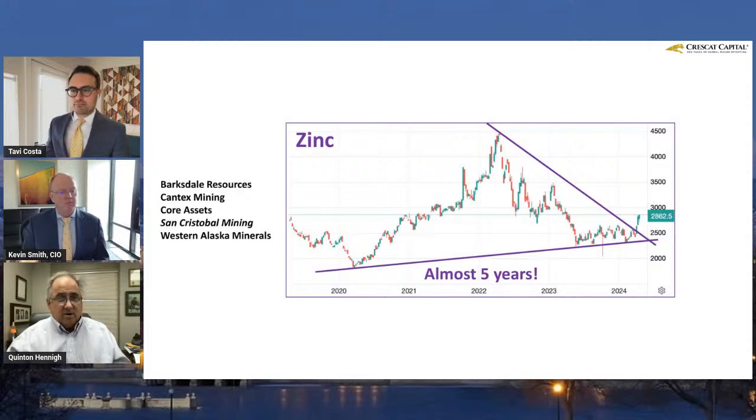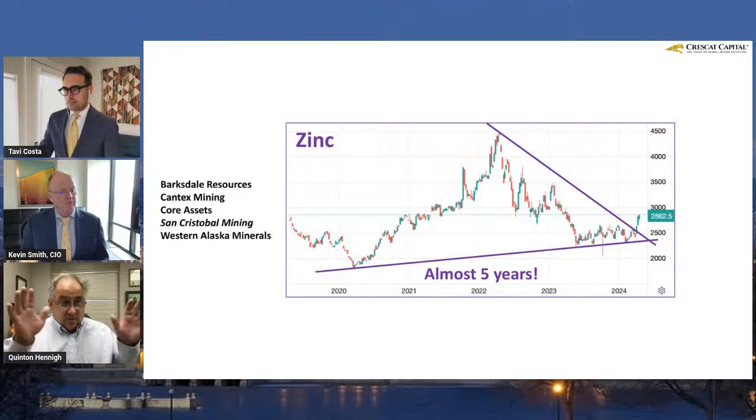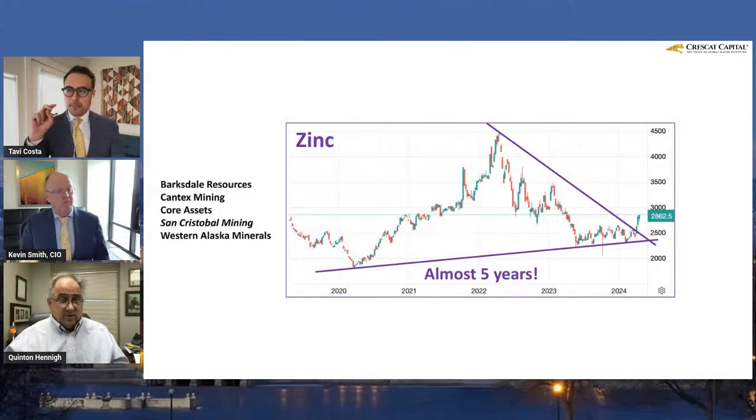San Cristobal, we are one of the biggest zinc mines in the world. We crank out about a quarter of a million tons, 250,000 tons, of zinc metal on an annual basis. If you want to see benefit from increasing zinc price, guess what? San Cristobal is it. Western Alaska, in addition to silver, just like Core Assets, they have huge zinc numbers in the CRD mineralization. And quite frankly, I could put lead into this picture too. Lead's in a similar pattern here.